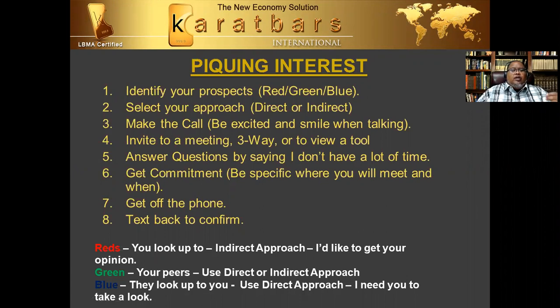So understand you want to identify your prospects as reds, greens, or blues. Reds are people that look up to you, and you want to use more of an indirect approach when you're piquing their interest. I like to get your opinion. Greens are your peers. You can use either a direct or indirect approach with these type of people. Blues are people that look up to you, and generally it's easiest to use a direct approach. I need you to take a look at the information.